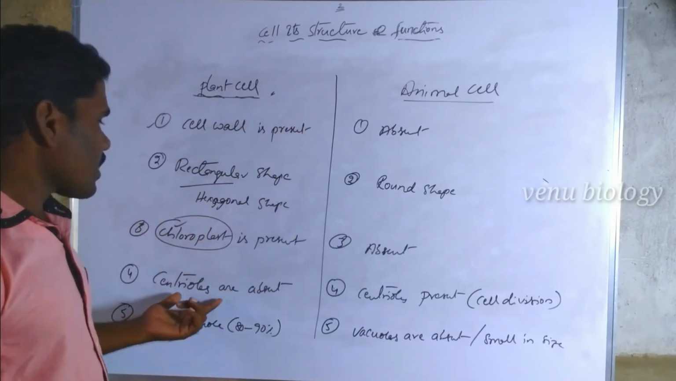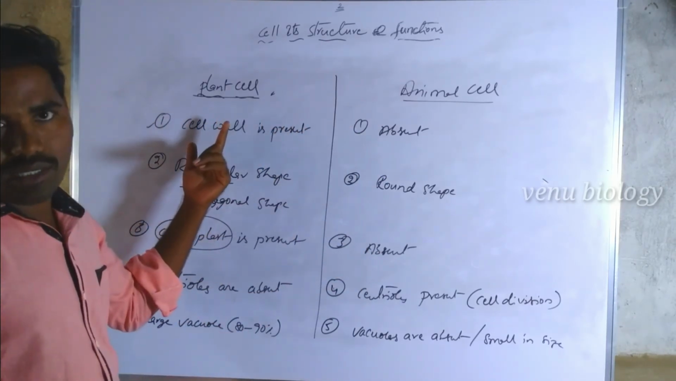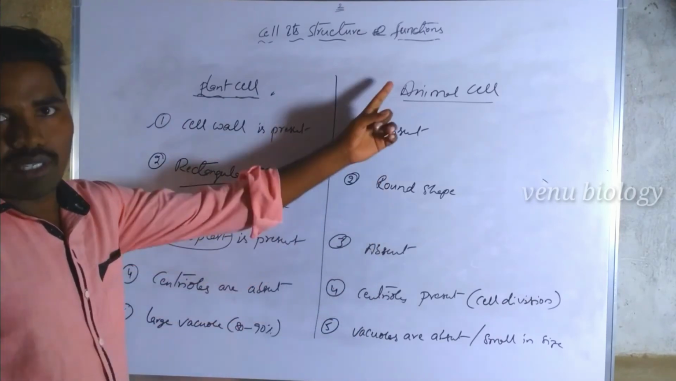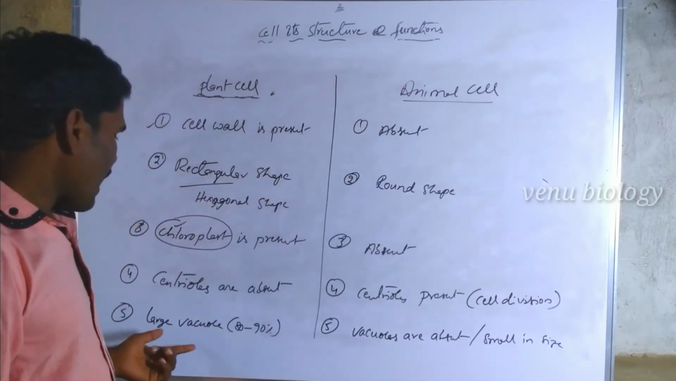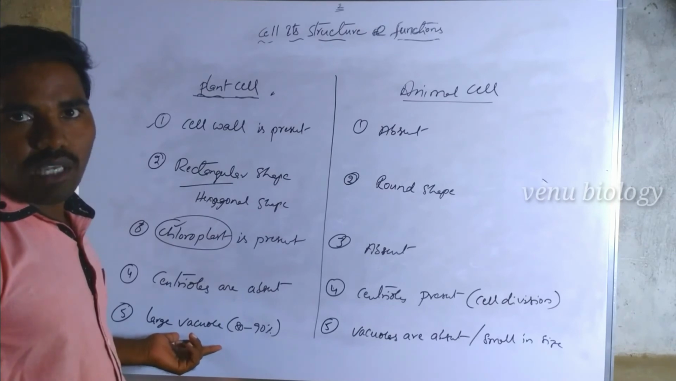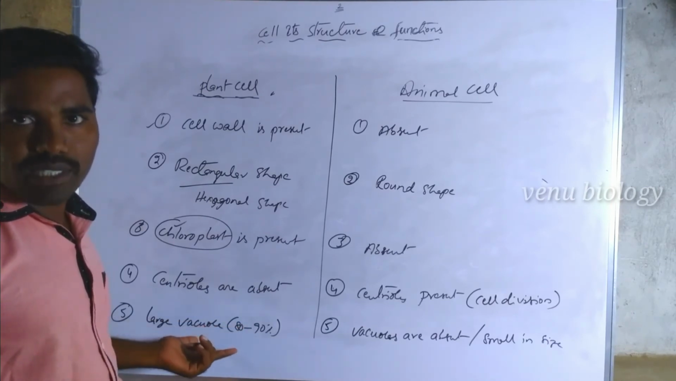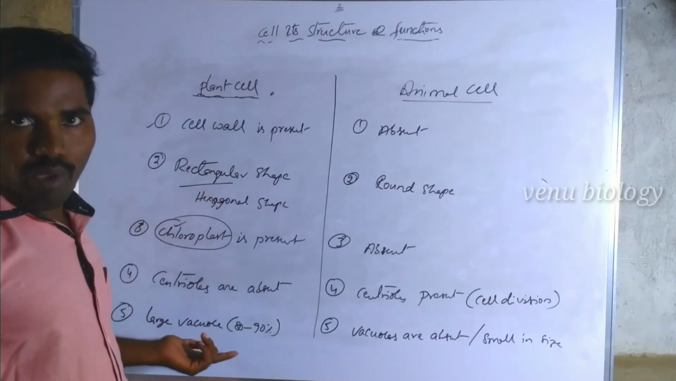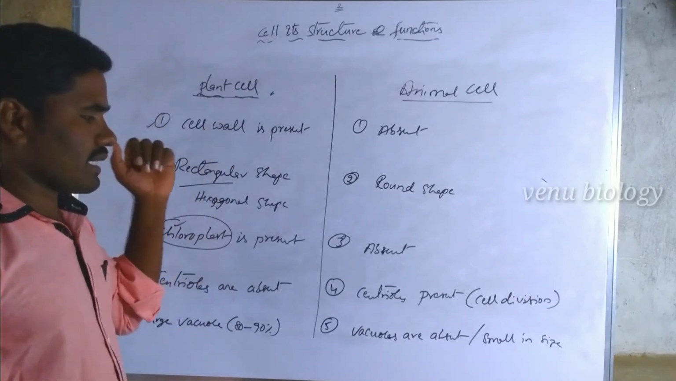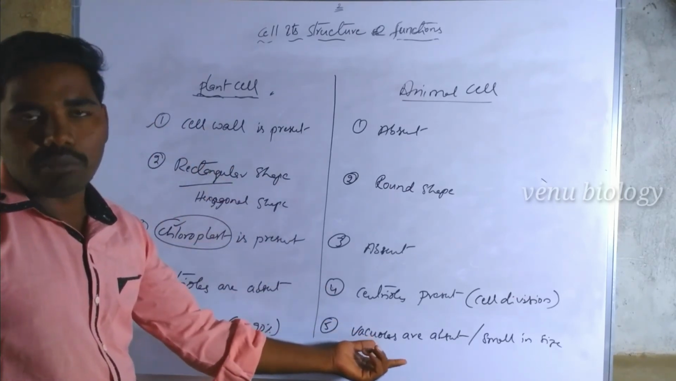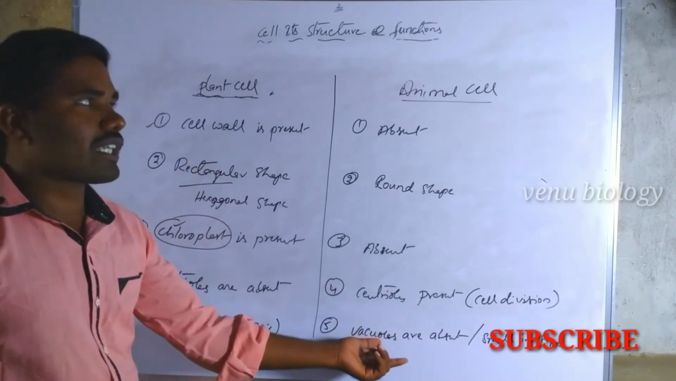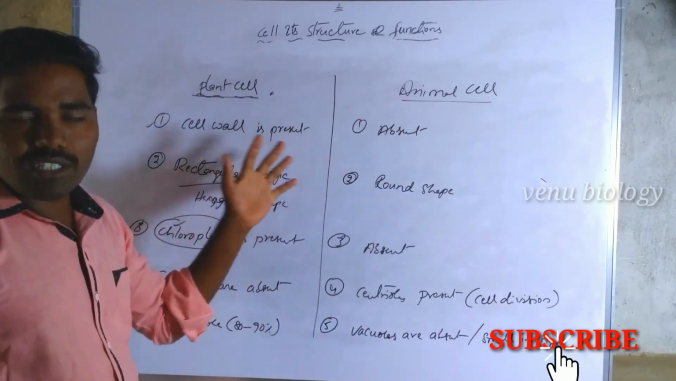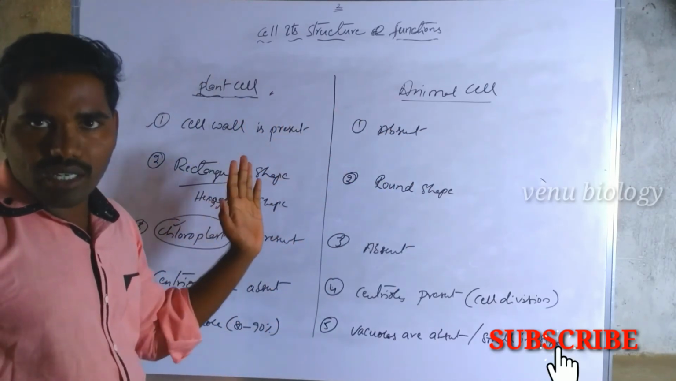Okay, centrioles are absent in the plant cells. Centrioles are present in the animal cells. Okay, large vacuole is present. About 80 to 90% of the space is occupied by large vacuoles in the plant cells. Vacuoles are absent, or sometimes small in number in case of animal cells. These are some differences between the plant cell and animal cell.